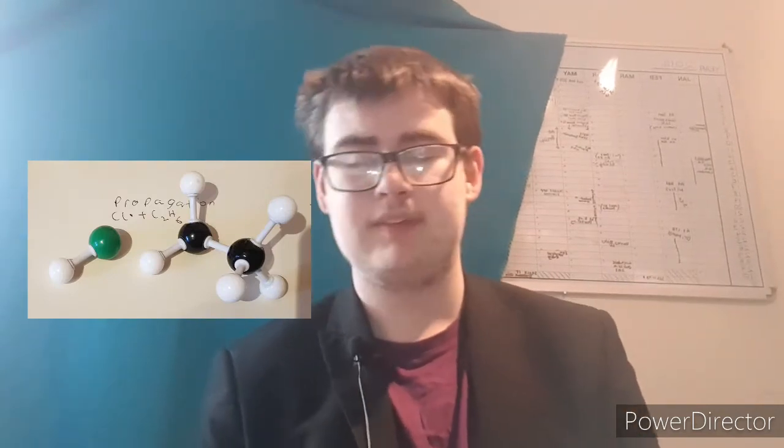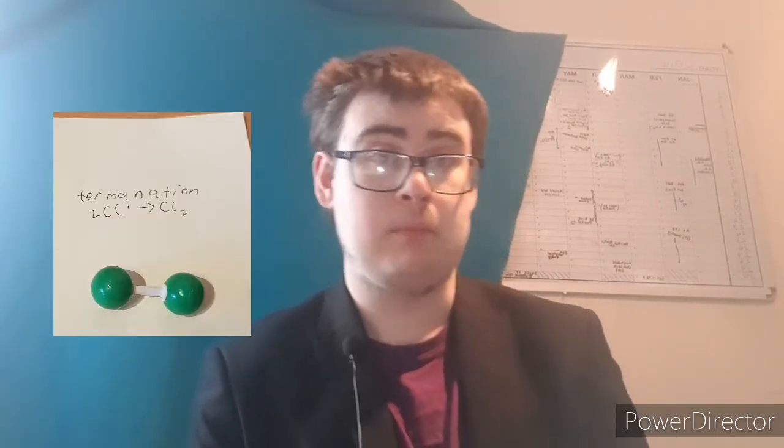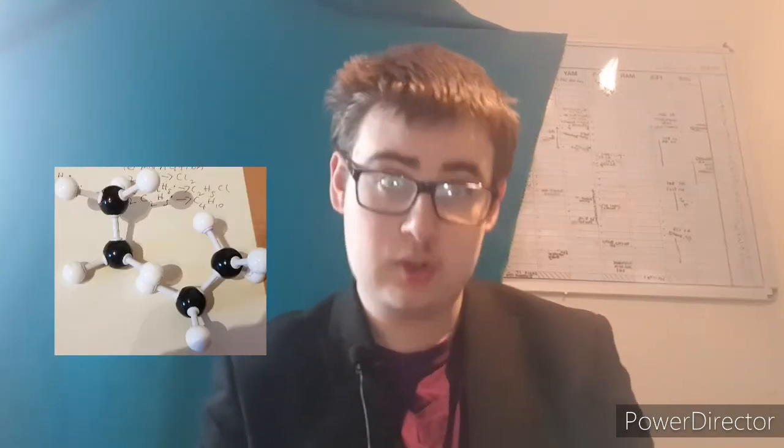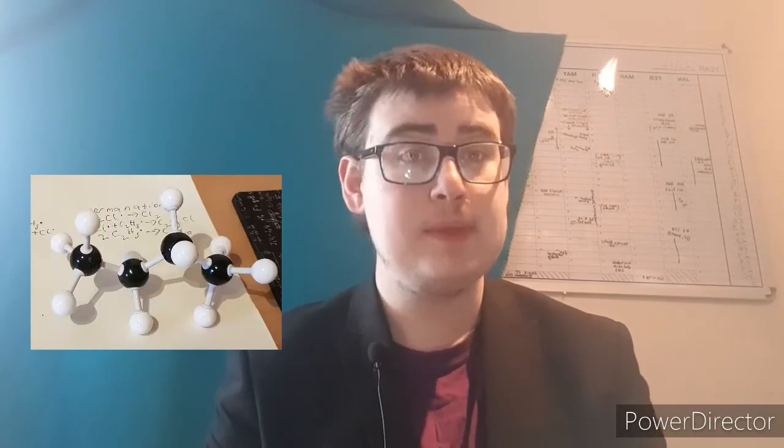And also there's the second propagation step, where the ethyl radical from the last one takes one of the unreacted chlorines and will form a chlorine radical and a 1-chloroethane. And then last of all is the termination. First termination is 2 chlorine radicals make a chlorine molecule, a chlorine radical and an ethyl radical will form a 1-chloroethane, and 2 ethyl radicals will form a butane.